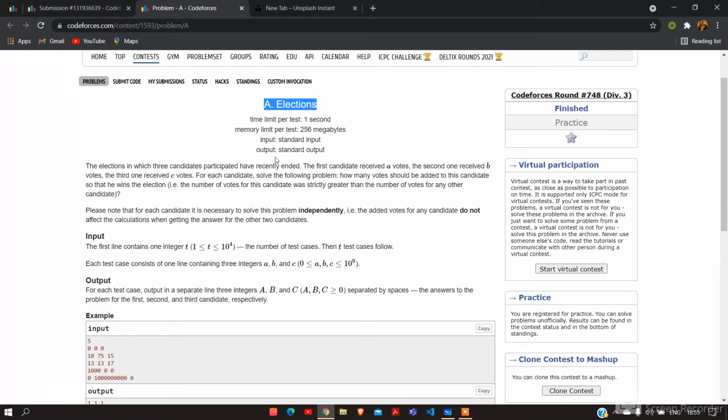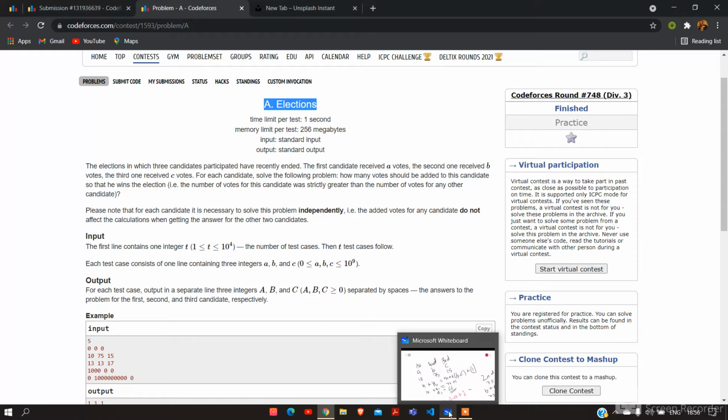The problem says we are given three persons or candidates, let's say first person, second person and third person. For each person, we are given the total number of votes they received as A, B and C respectively. Now we have to find out how many votes should be added to a person's total so that he wins. That is, his total number of votes should be strictly greater than the other two persons' votes. Okay. So we will now take an example from the sample input, which is 10, 75 and 15.